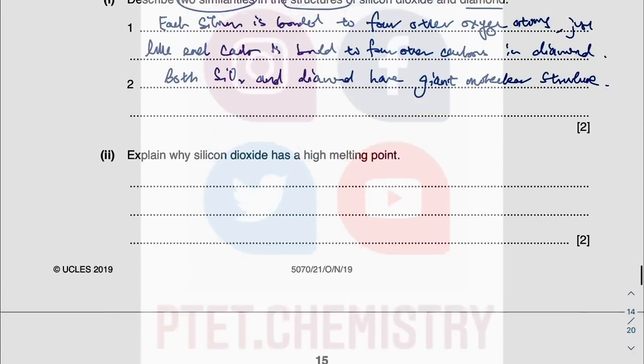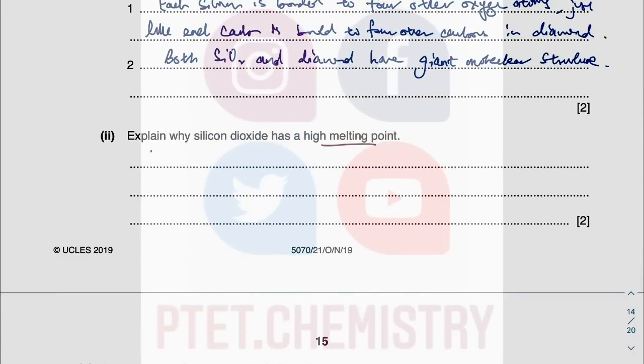Next bit is a standard question. Why does it have a high melting point? So SiO2 has, well, in fact it's repeating whatever we have written before. So we always state the structure first. When you have a giant molecular structure, what does it involve when you melt?